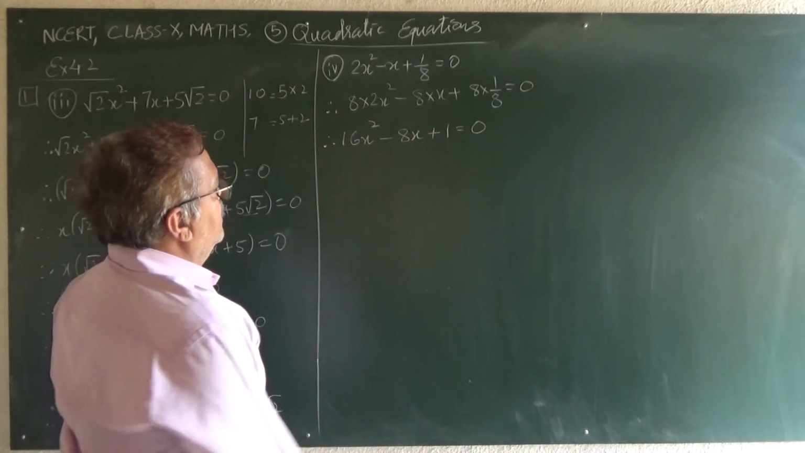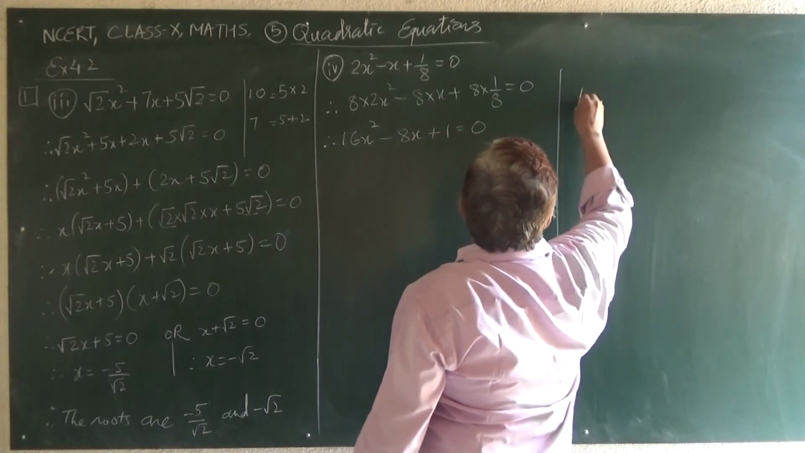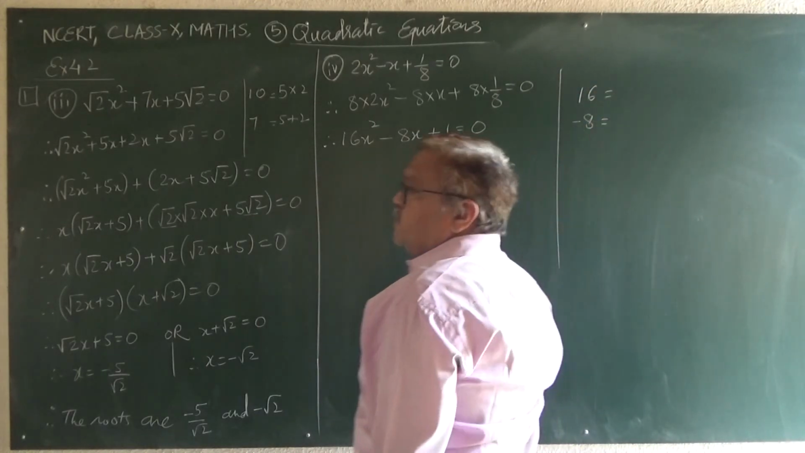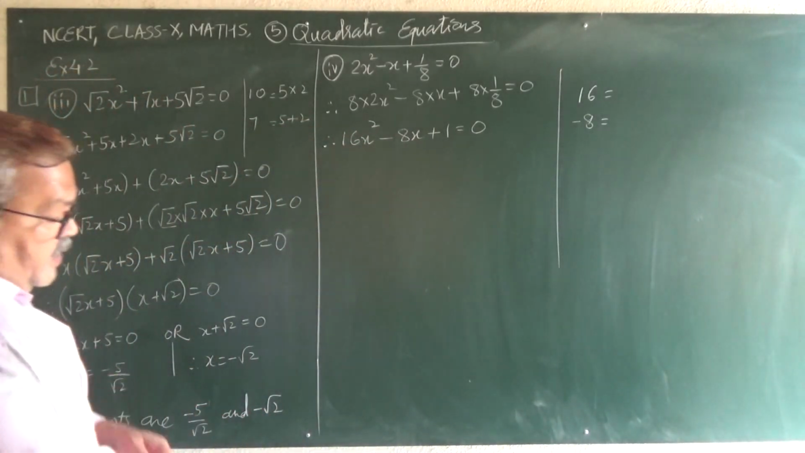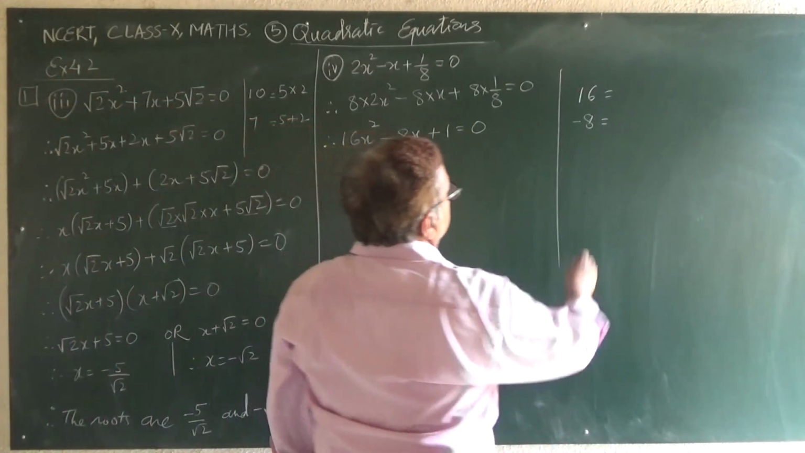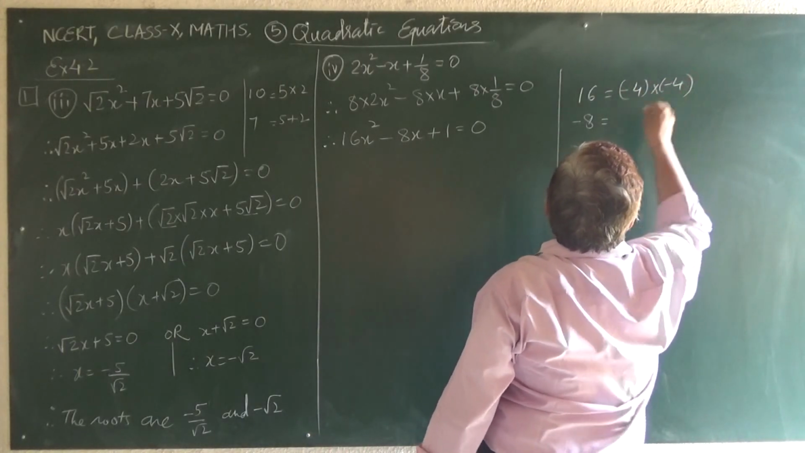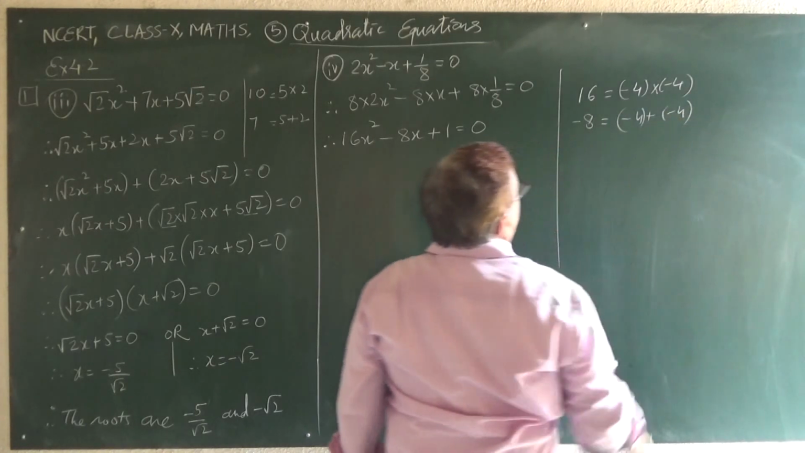छोड़ दीजिए, हम अपने splitting the middle term से ही करेंगे. 16 into plus 1 is 16 and minus 8. So find two numbers whose product is plus 16 and sum is minus 8. So they are minus 4 into minus 4 and minus 4 plus minus 4.